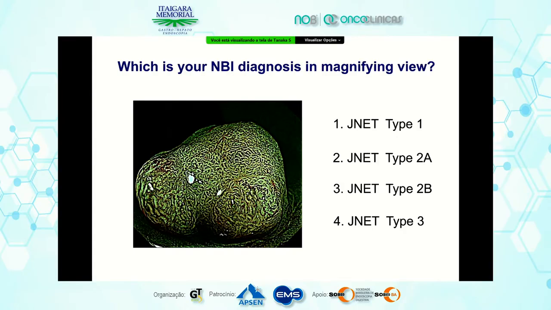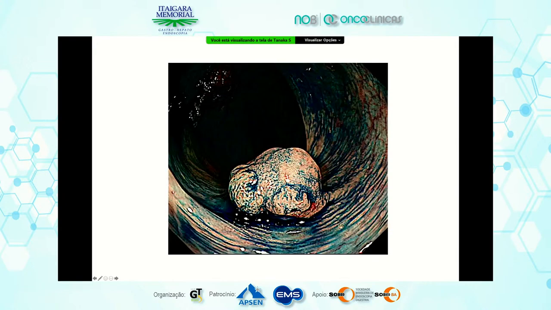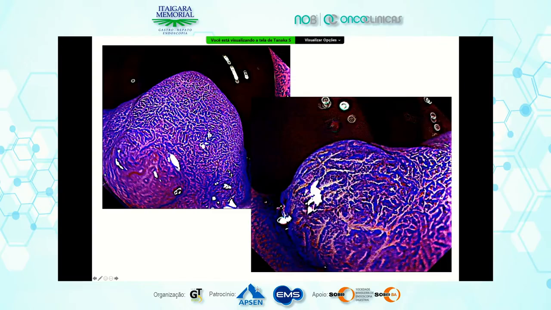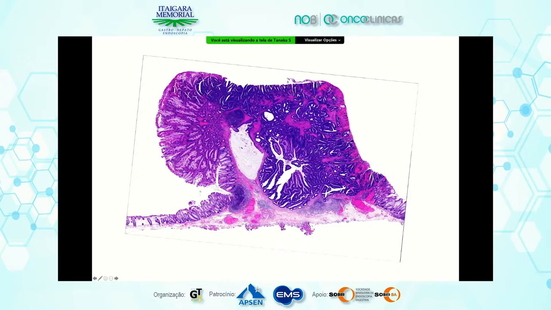JNet type 2A and JNet type 2B, half and half. The correct answer is JNet type 2B, because the margin of the pit is not smooth. This irregular pit pattern, and this region shows SM deep invasion.